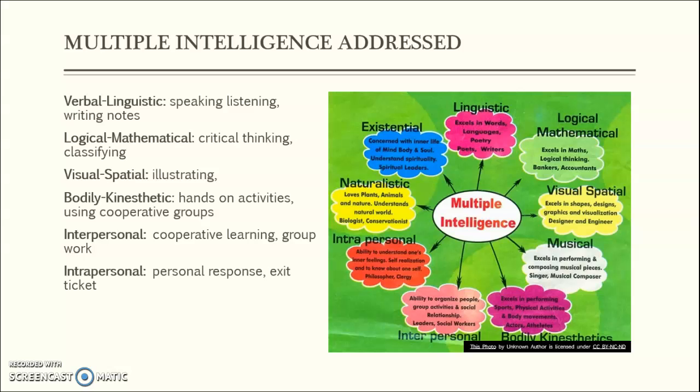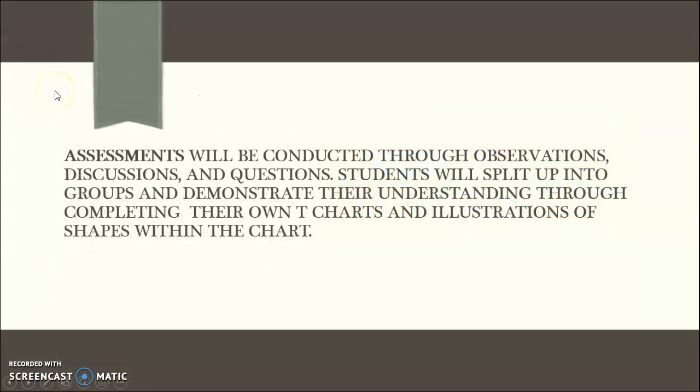And then cooperative groups, obviously they will be getting into groups sometime during the lesson. Interpersonal would be the cooperative learning or the group work, and the personal response exit ticket. There will be an exit ticket at the end. And the assessments will be conducted through observations, discussions, and questions. Students will split up into groups and demonstrate their understanding through completing their own T-charts and illustrations of shapes within the chart. So I'm going to break them up into groups and have them complete T-charts. I will explain that later on too.